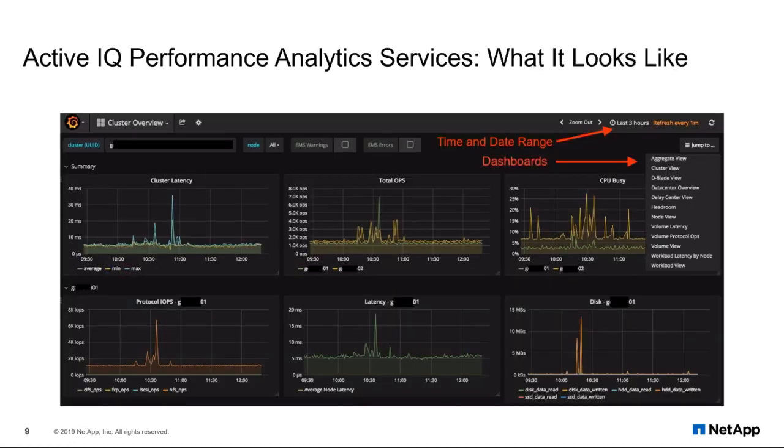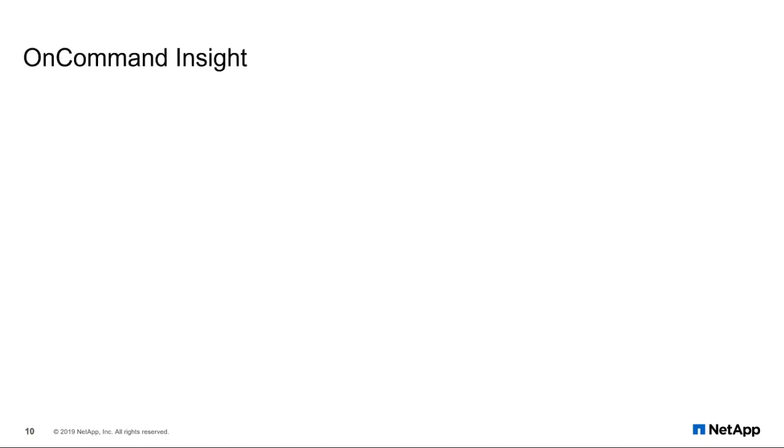Again, here's a sample of what ActiveIQ PaaS looks like and which dashboards are available in the drop-down menu on the right-hand side of the screen. This tool is updated regularly, so the dashboards that are seen here are likely to be different over time. Next up is OnCommand Insight, or OCI for short.